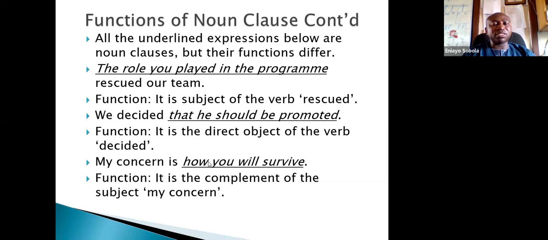Here, my concern is how you will survive. You realize that how you will survive is talking about my concern. Both of them relate to the same entity. So, therefore, my concern is a complement. It is needed to complete the expression. And complement to what? How you will survive is a complement. It is required to complete the expression, and is complement to the subject, my concern. So we can say that how you will survive is subject complement.